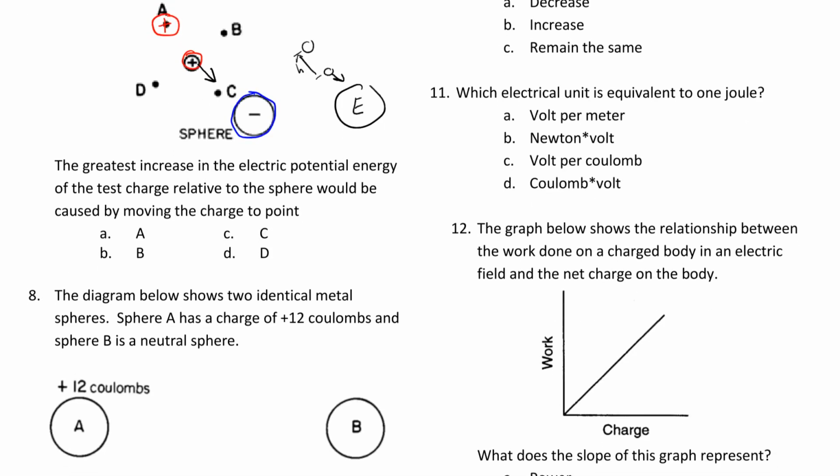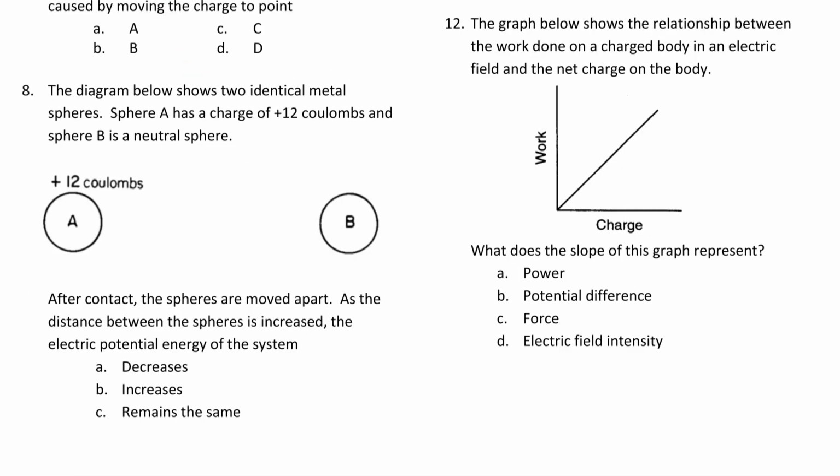Number 8 says the diagram below shows 2 identical spheres. Sphere A has a charge of positive 12 coulombs and sphere B is neutral. After contact, the spheres separate and move apart. As the distance between the spheres is increased, the electrical potential energy of the system, what happens to it? So first, let's talk about this part. They are separated and then move apart.